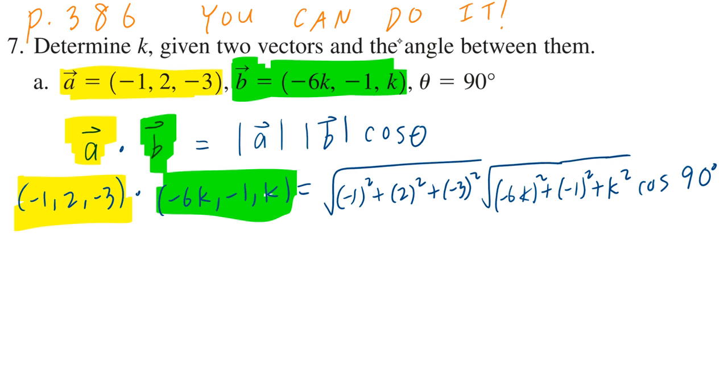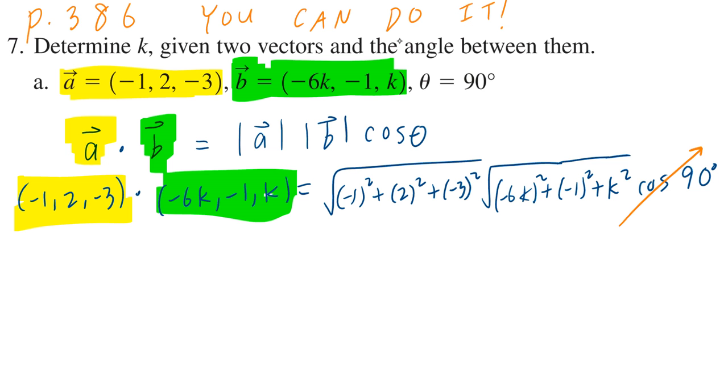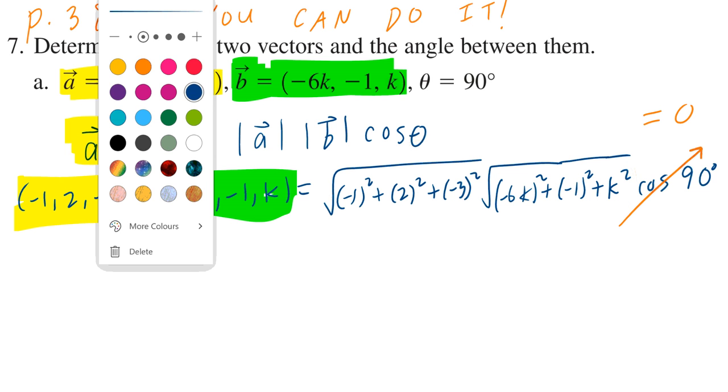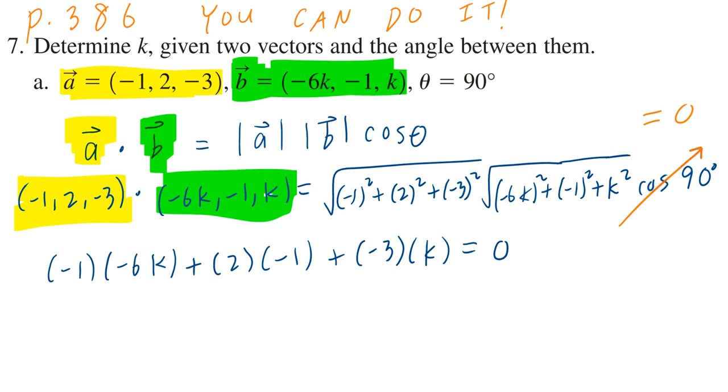Now here's a shortcut. The reason I drew that diagram for you is because if you know it's 90 degrees apart, then really cosine of 90 is exactly 0. So even without writing these two terms explicitly, you could have concluded that the right-hand side is going to be exactly 0. Now this means, on the left-hand side, you have -1 times -6k plus 2 times -1 plus -3 times k, which equals 0.